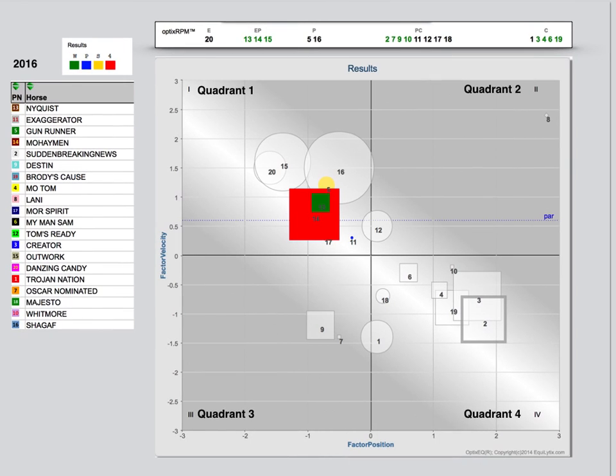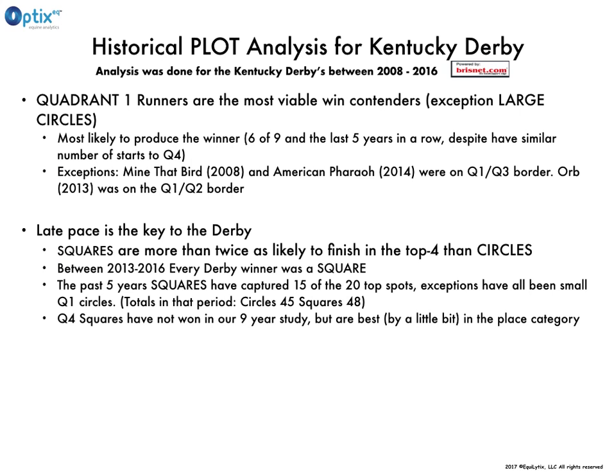Talked about American Pharoah and last year, Nyquist. So you can see the last 5 years, it's been all squares. So you want to be looking at that. When you start approaching 2017 and looking at the plot, you want to keep that in mind.